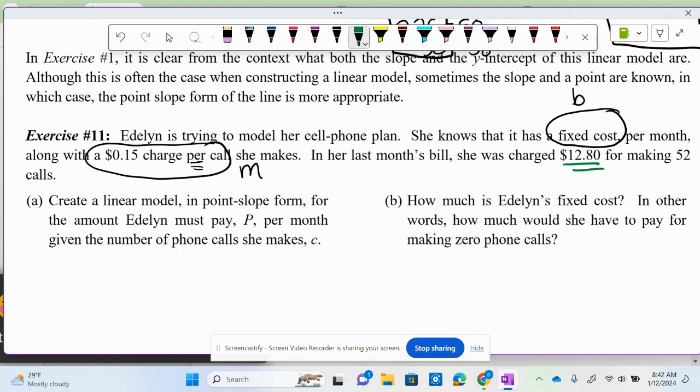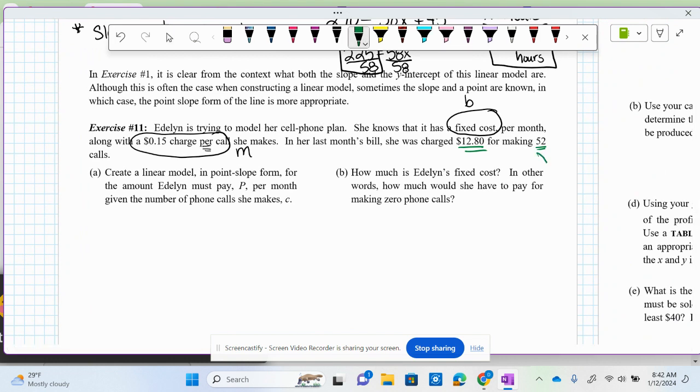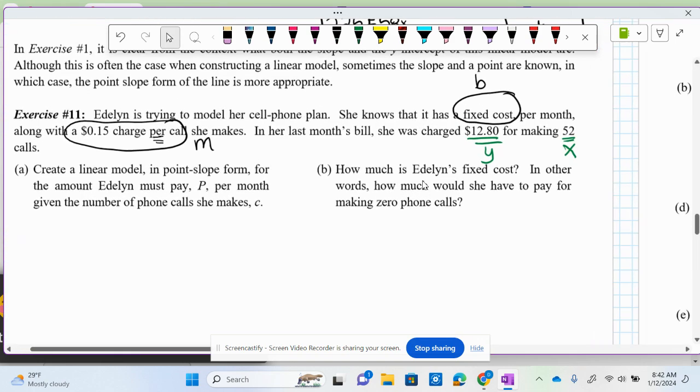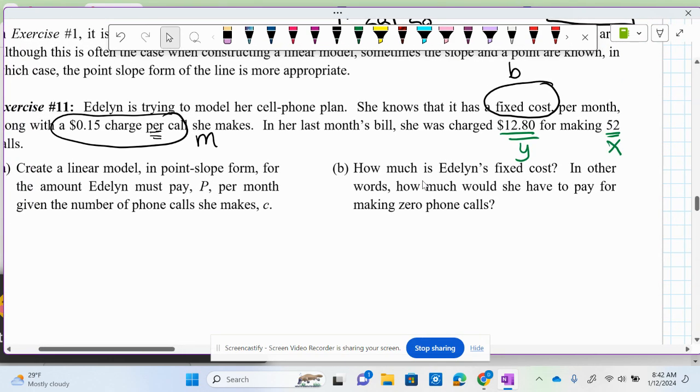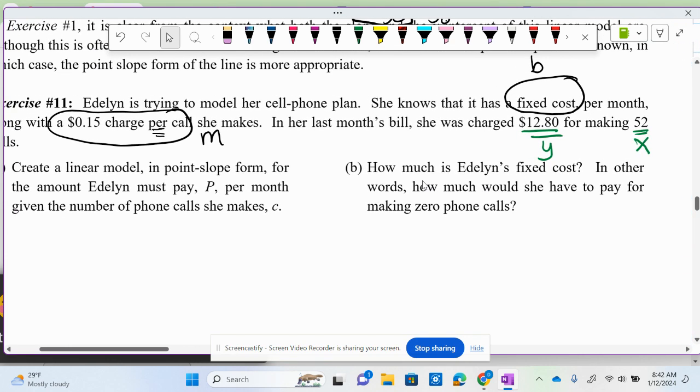$12.80 for 52 calls. This is an ordered pair. X is the number of calls. Y is the total bill. X is the number of calls. Y is the total bill. Does that make sense?